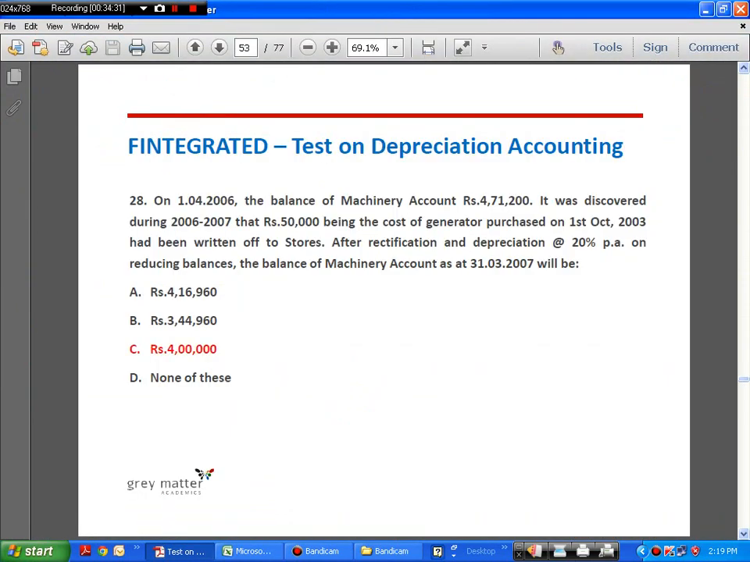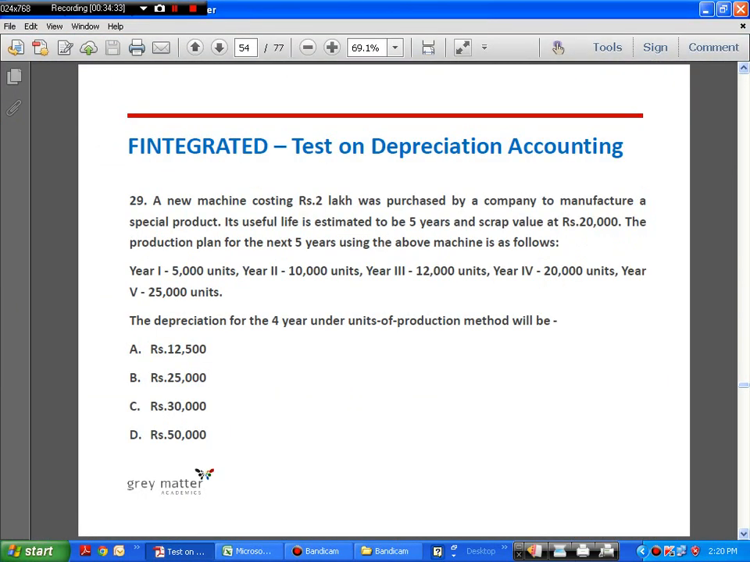Next, a new machine costing rupees 2 lakhs was purchased by a company to manufacture a special product. Its useful life is estimated to be 5 years and scrap value at rupees 20,000. The production plan for the next 5 years using the above machine is as follows. Year 1, okay, for year 1 to 5 the plan is given to us. They're asking us to calculate the depreciation for the fourth year under the units of production method.